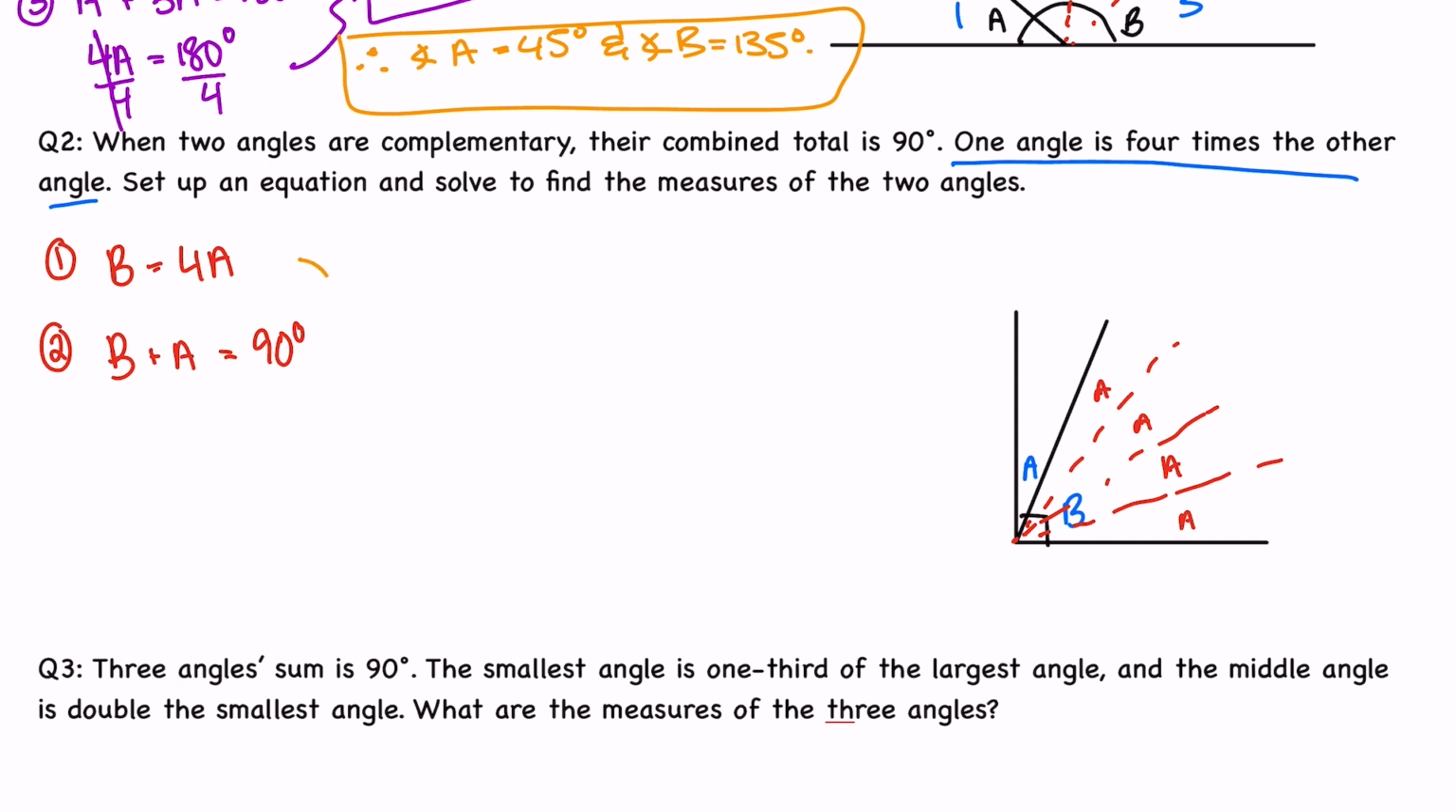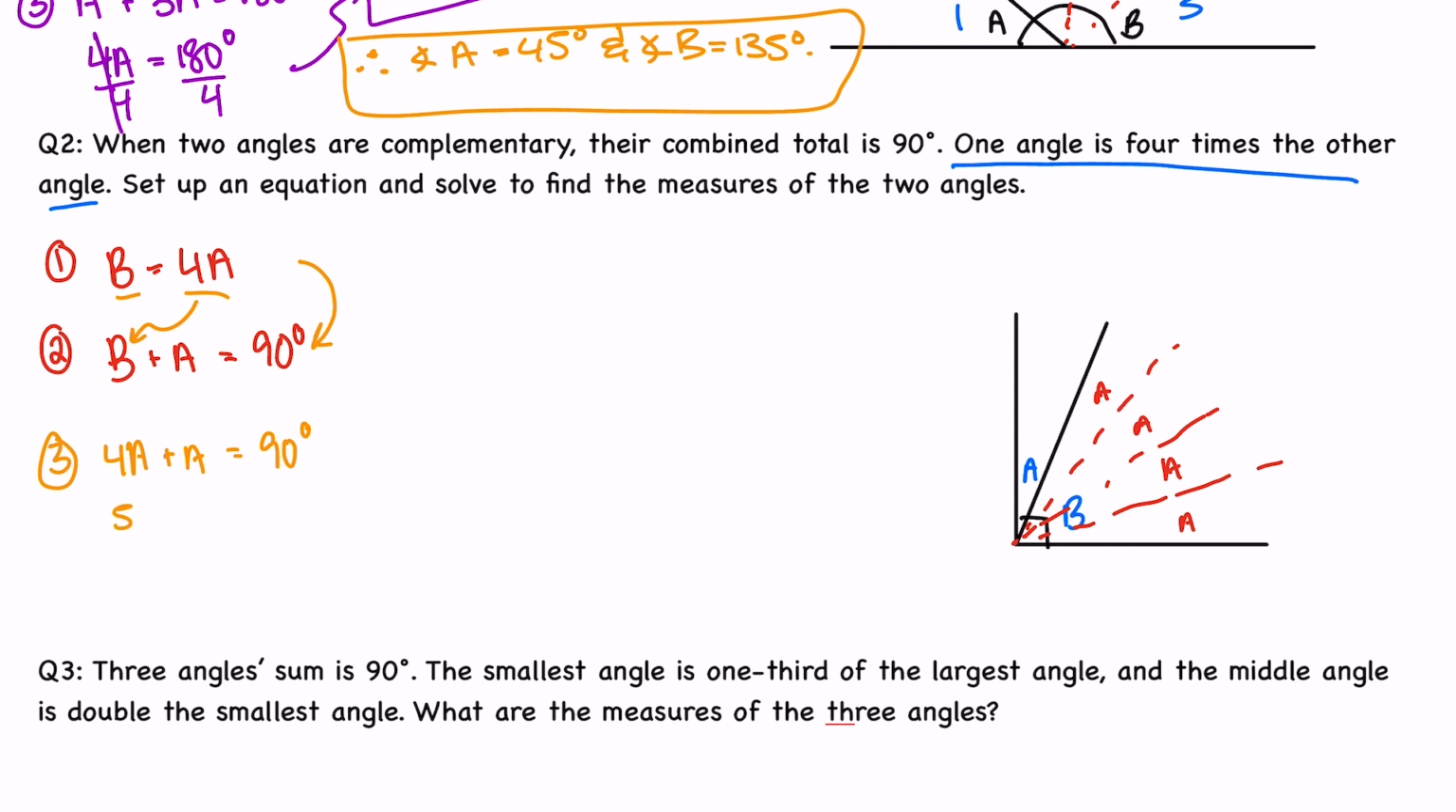We can plug our first equation into our second equation to get everything in terms of A. So if we substitute B equals 4A into here, we get our third equation. So we get 4A plus A is equal to 90 degrees. This simplifies to 5A equals 90 degrees. Dividing by 5 on both sides, we get A is equal to 18 degrees.